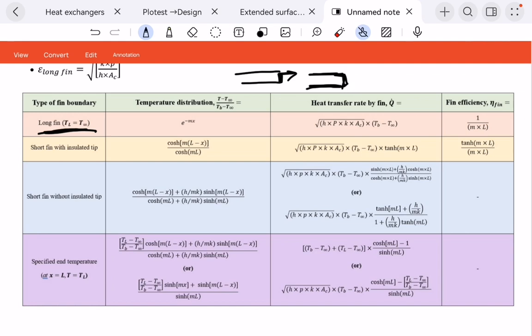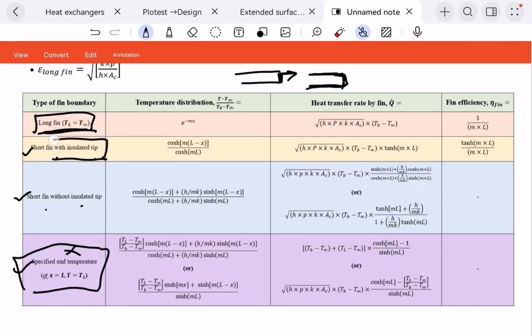Okay, so in the sentence, it's definitely not a long fin. Then it has to be short fin with insulation, without insulation, or specified end temperature. Now, specific end temperature is not given to us at the tip. It has to be either a short fin with insulated tip or short fin without insulated tip. Now, if it is an insulated tip, it is adiabatic, and we don't have that condition in this case. Then it is definitely going to be short fin without insulation, insulated tip.